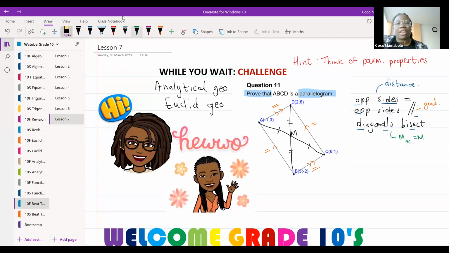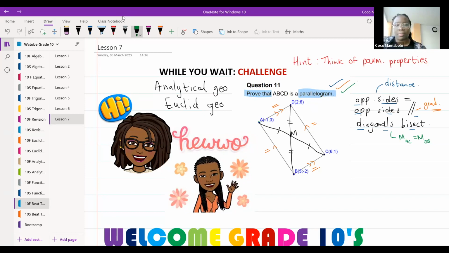Okay, so I'm going to give you guys a few minutes. I want everybody to pick one of these properties. You can either use the distance formula to prove that opposite sides are equal, because that will prove that it's a parallelogram, or you can use that the opposite sides are parallel by proving that the gradients are equal. That will also prove parallel. Or you can look at the midpoint of the two lines. And if you can show that the midpoint of both those lines are equal, it will also prove that it's a parallelogram. All right, everybody's got 3 minutes.